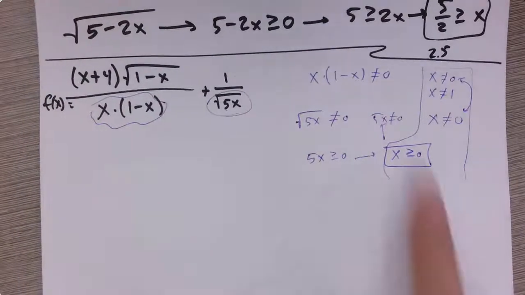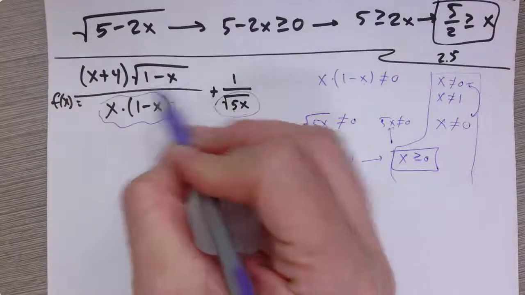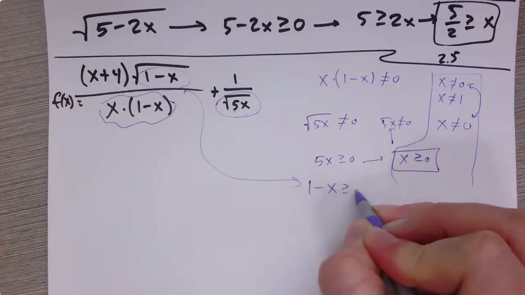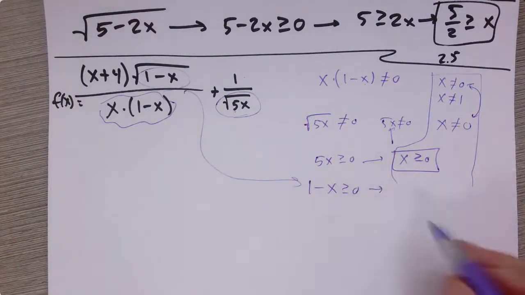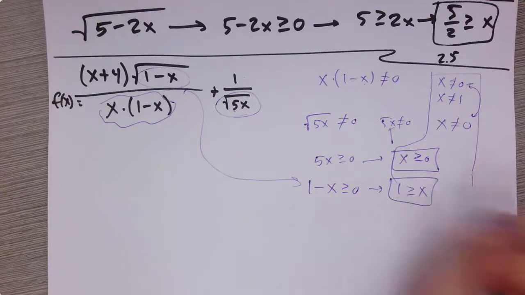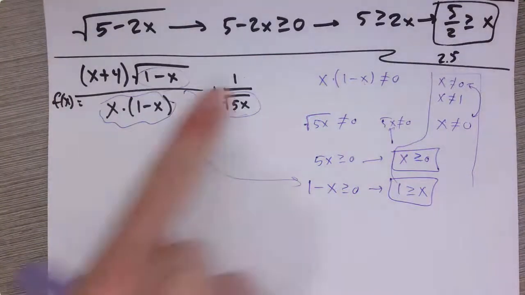And then at the end, I'm going to figure out how to put them all together. So let's keep going. So here I've got another square root. I know that 1 minus x must be positive. So if I add x to both sides, I know that x has to be less than or equal to 1. Okay, I think that's all of the places where I have square roots or denominators.